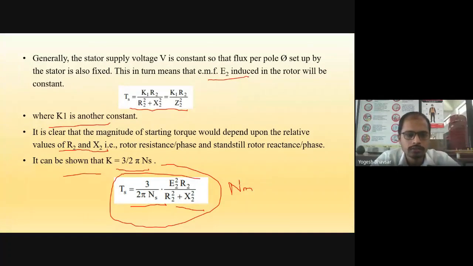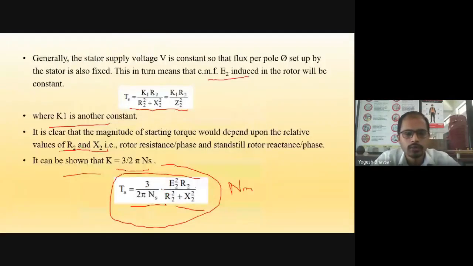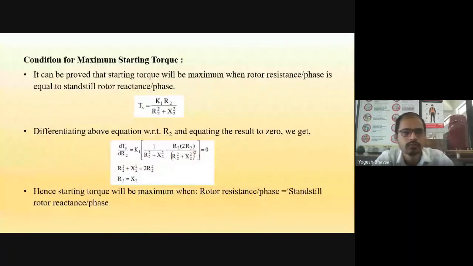Got this? So this is the relation. A question may be asked for 4 to 5 marks: derive an expression for the starting torque for a three-phase induction motor. So up to this point, you have to derive. Next is the condition for maximum starting torque. Now, in which condition will the starting torque be maximum? That condition we have to derive.